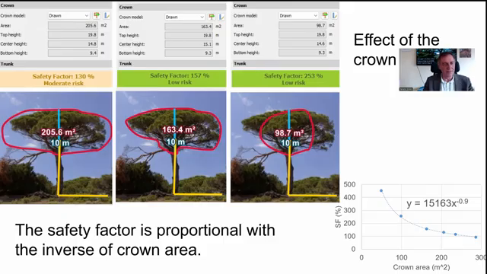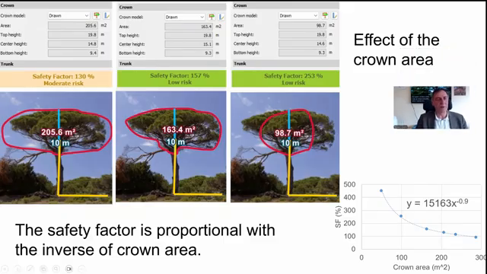Again, all the parameters are unchanged, only the crown area is reduced. In the middle, you see the already known umbrella pine, and on the left, I artificially enlarge the crown. Its crown is not so big, but the software is taking much bigger area marked by the red curve.